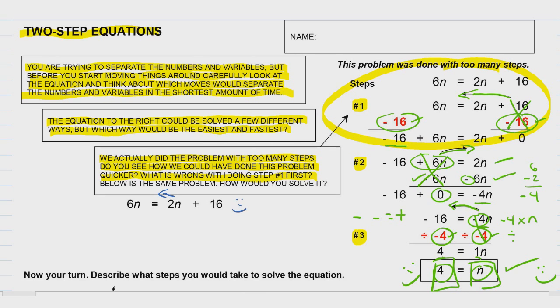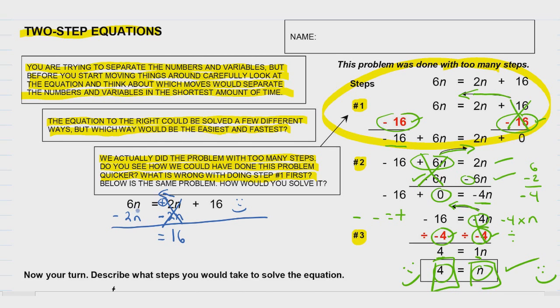So let's give this a try. If we move the 2n, there's no sign here, so this is a positive. We would do the opposite operation, which would be minus 2n, minus 2n. Well, 2n minus 2n is gone. It's 0. So you're left with 16 on this side. And as I just told you, he's happy now. There's no variables on his side.